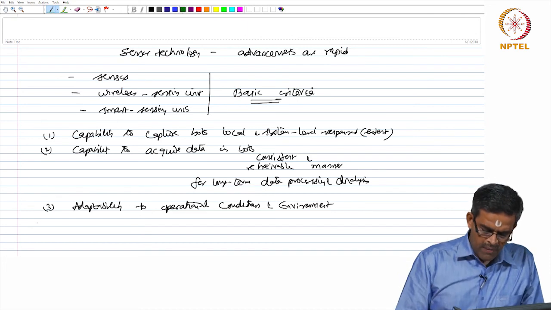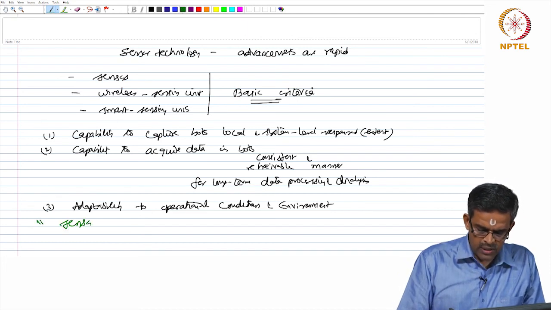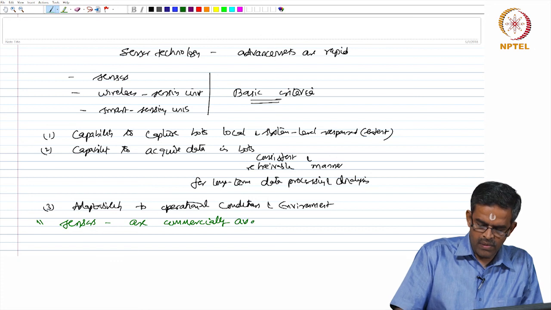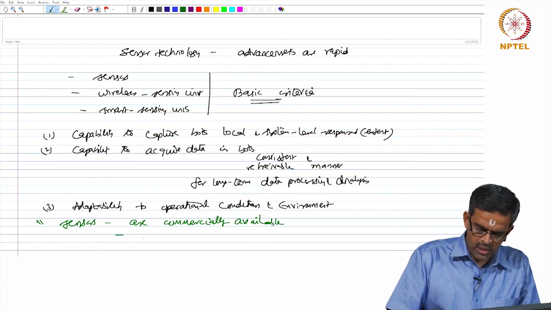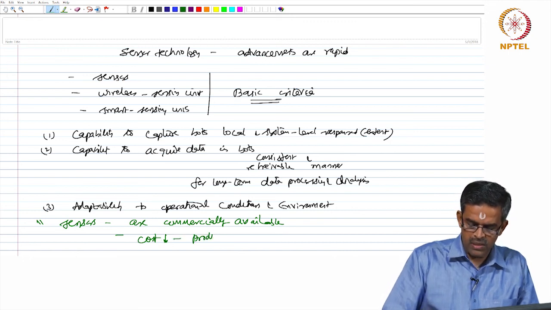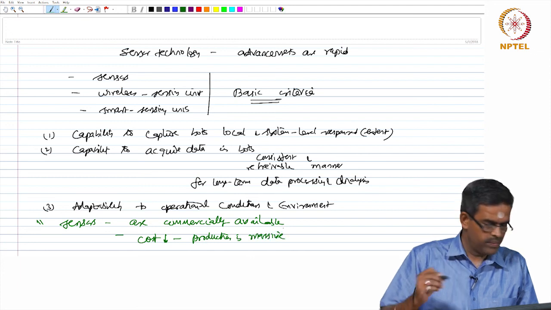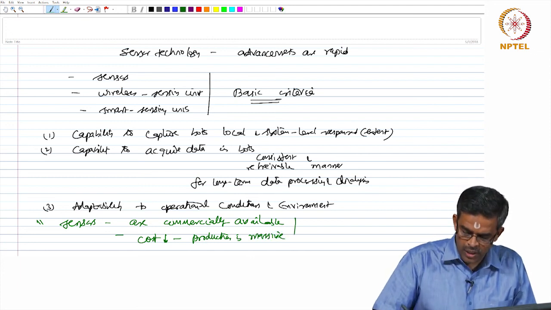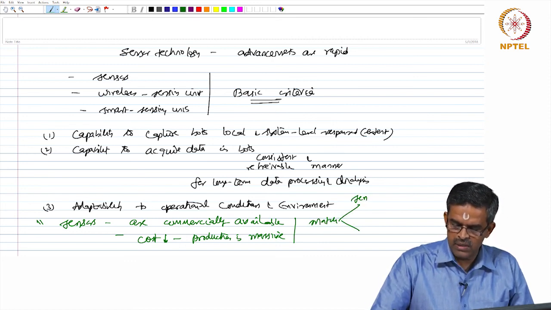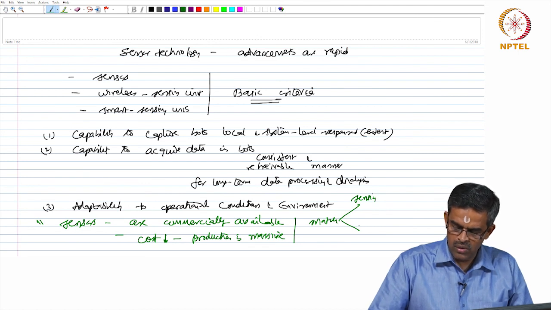With all that, we have a prerequisite. We must choose sensors that are commercially available in the market, so that the cost can be brought down if the production is massive. Okay? That is the idea. So, we need to match two cases: one, the sensing requirements; two, the instrumentation capability.